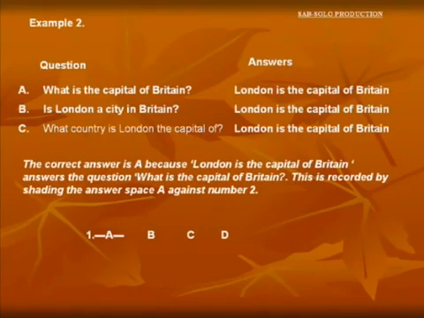Example 2. What is the capital of Britain? London is the capital of Britain. Is London a city in Britain? London is the capital of Britain. What country is London the capital of? London is the capital of Britain. The correct answer is A because London is the capital of Britain answers the question, what's the capital of Britain? This is recorded by shading answer space A against number 2.